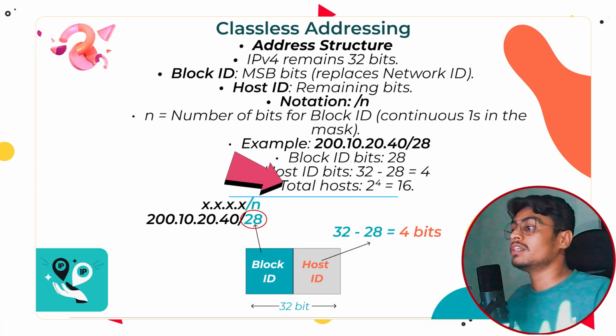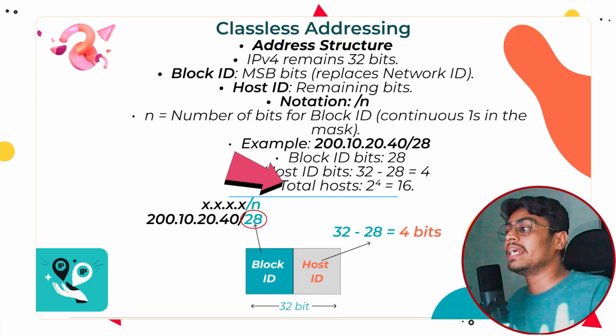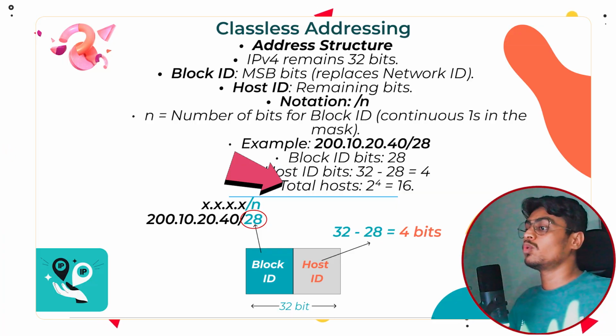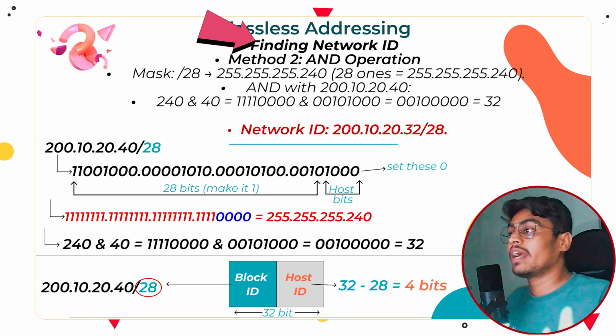Taking /28 first, 28 means 28 continuous ones, which is the network ID part. So the network ID part has 28 bits and the host ID part has 4 bits. The number of hosts is 2 raised to power 4, which equals 16. So the number of hosts is 16. Now finding the network ID. To find the network ID of this IP address, I need to determine which network this belongs to.